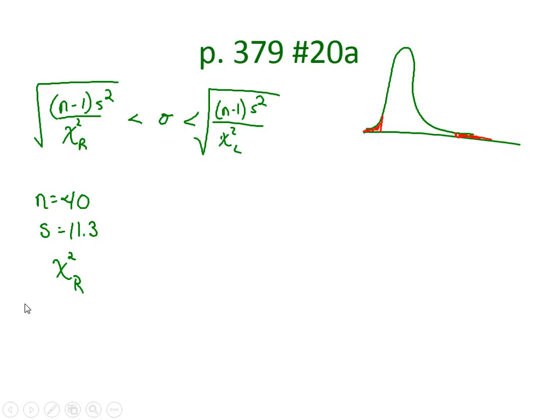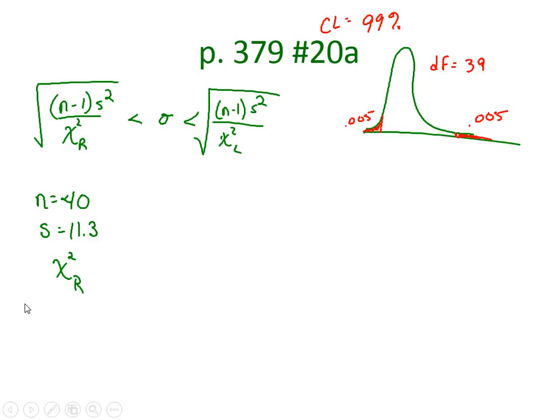If I'm 99% confident, I'm splitting it between two tails, so each tail has 0.005. So we're going to take that 0.01 and cut it in half to give some in each tail. So, what's my degree of freedom? What was my degree of freedom? Which is 39. So my degree of freedom is 39.